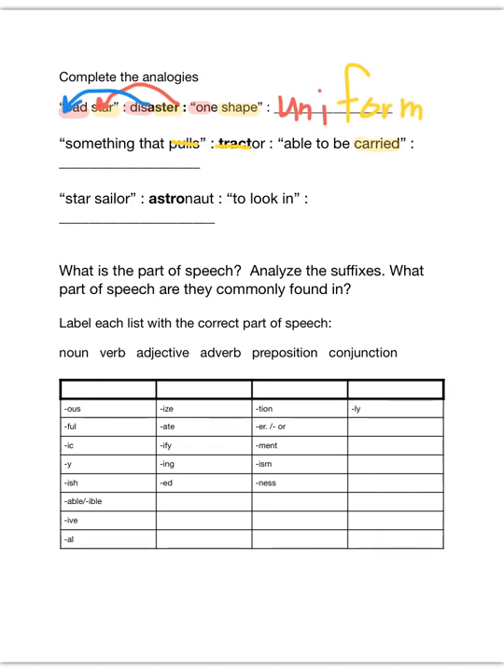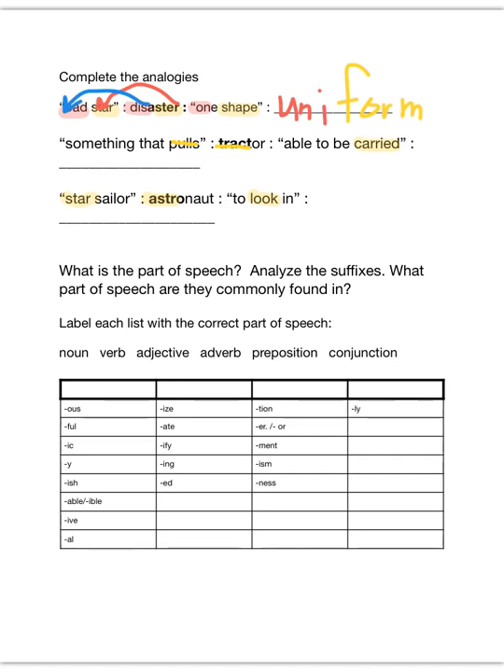The third analogy, star sailor, is to astronaut, as to look in is to blank. So again, I know that the root astra means star. So aster means star. So what we want to figure out is, in the second part of the analogy, what Latin root means look. And then once you figure out that root, I want you to think about a word that means to look in.